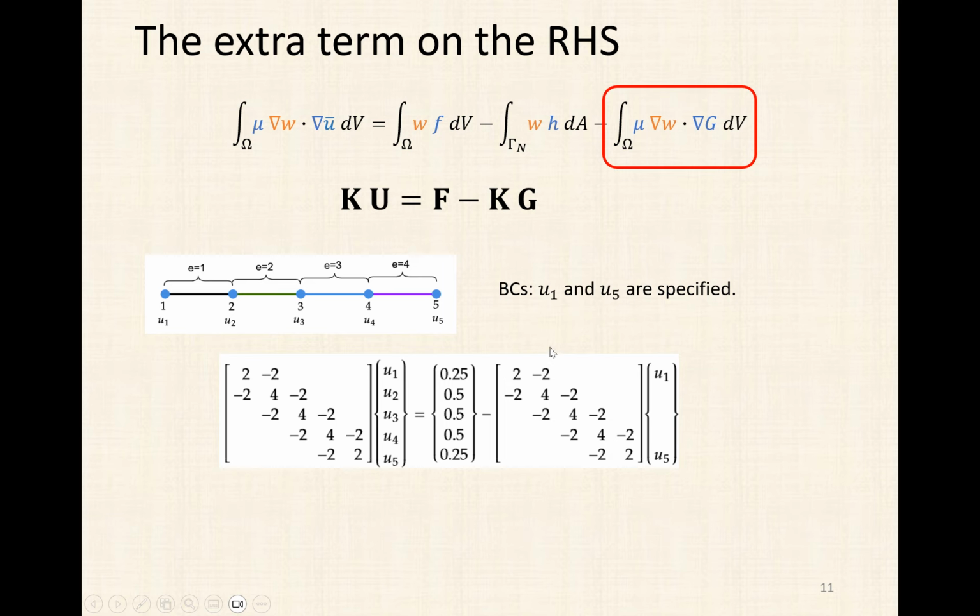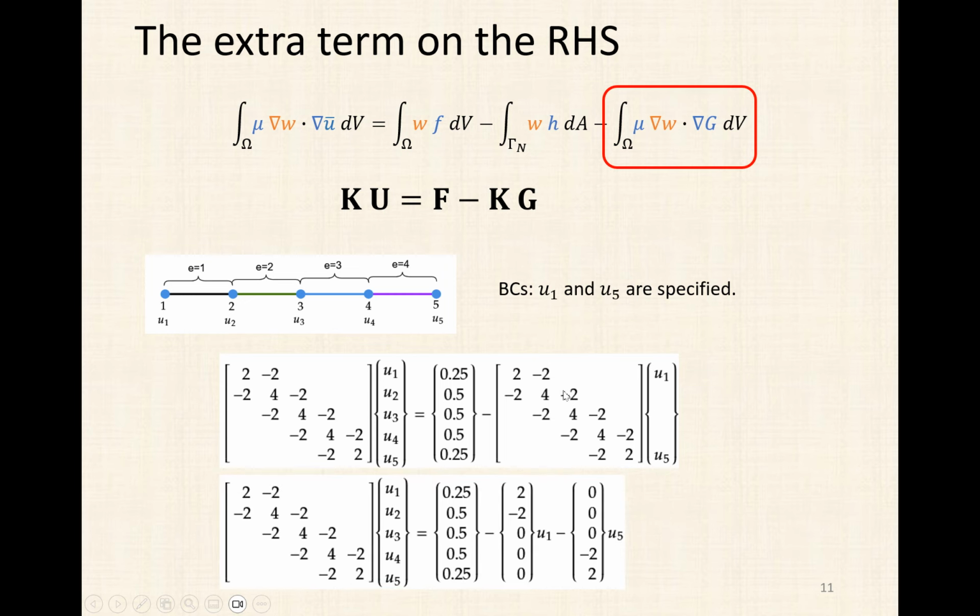Before applying this boundary condition, this k is the same on both sides. Here we know u1 and u5. Since we have only u1 and u5, we can simplify this by multiplying the corresponding columns with u1 and u5. So this is what this extra term corresponds to.